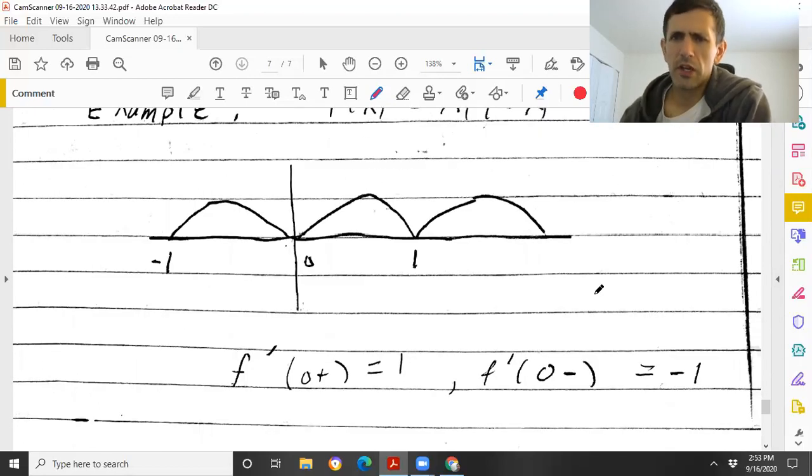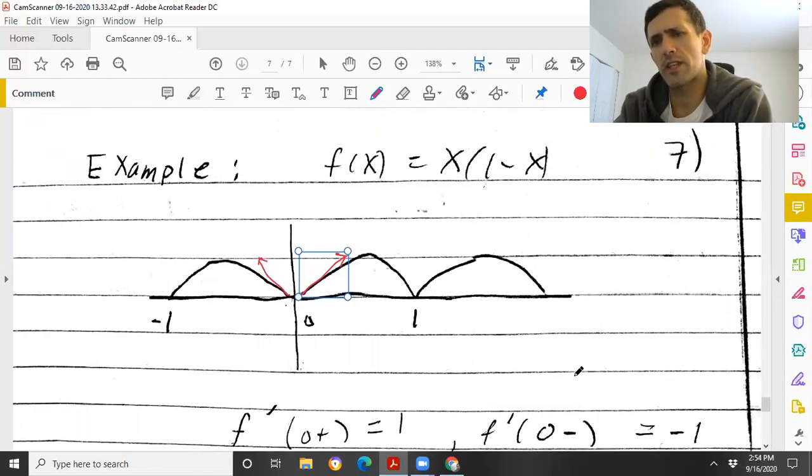because certainly the right-hand derivative and the left-hand derivatives exist. The right-hand derivative is +1, left-hand derivative is -1. That's fairly trivial. So here's x times 1 minus x, what we've looked at before, and we're taking the one periodic extension of this.